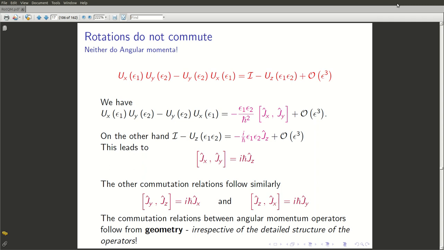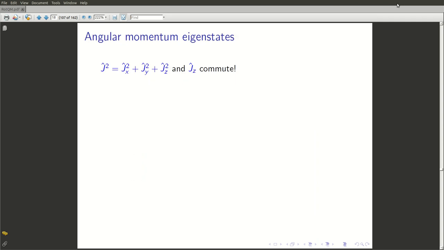follow cyclically. Now, in your previous quantum mechanics course, you must have learned how to find the eigenvalues and eigenvectors of angular momentum operators. In particular, you have seen that J squared, Jx squared plus Jy squared plus Jz squared, commutes with Jz. In fact, it commutes with Jx and Jy as well. So J squared and Jz commute, so that they can have simultaneous eigenstates.